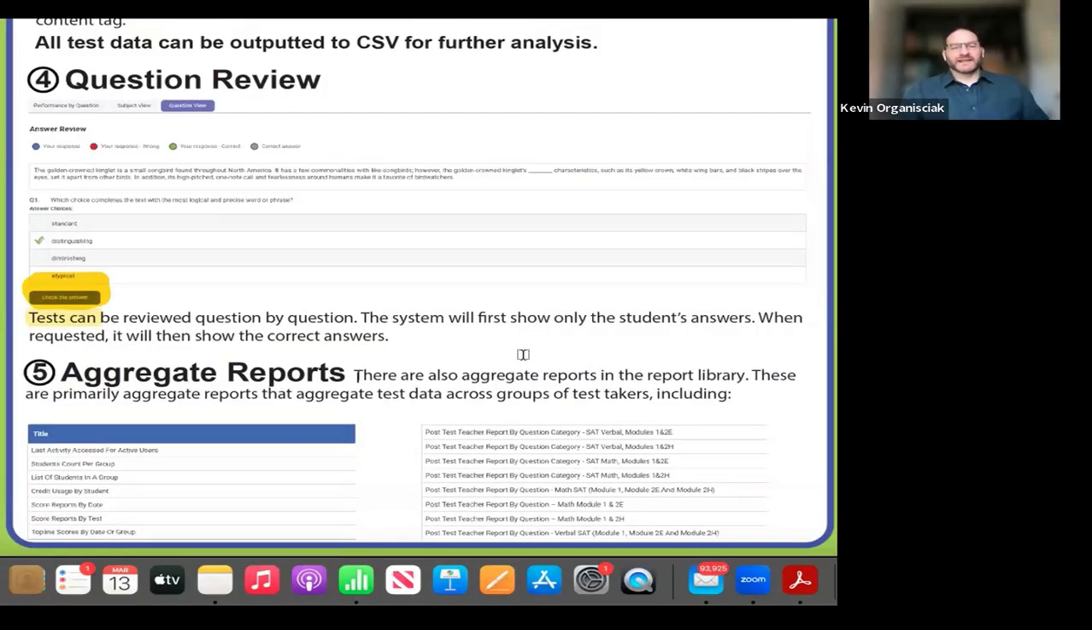And then the last thing, the aggregate reports, which are terrific for our enterprise partners and schools to use to assess cohorts of students. Tell us a little bit about maybe the report you use the most.